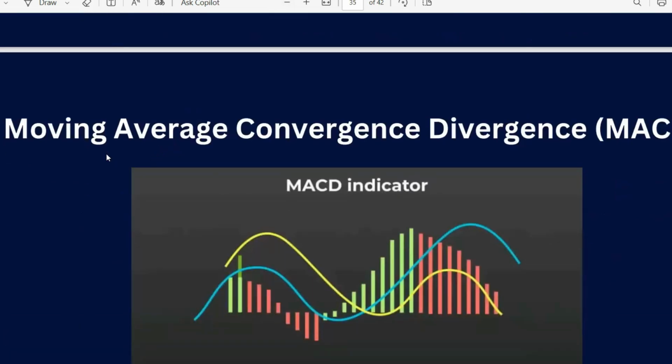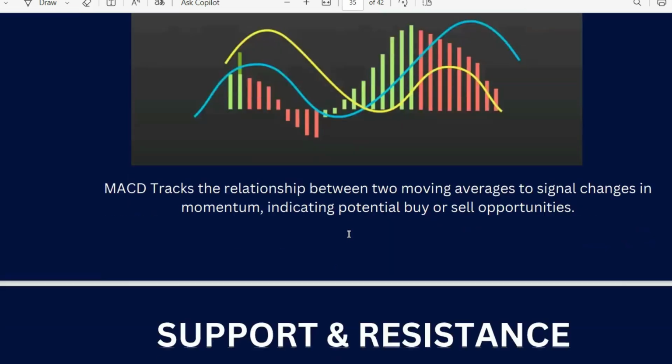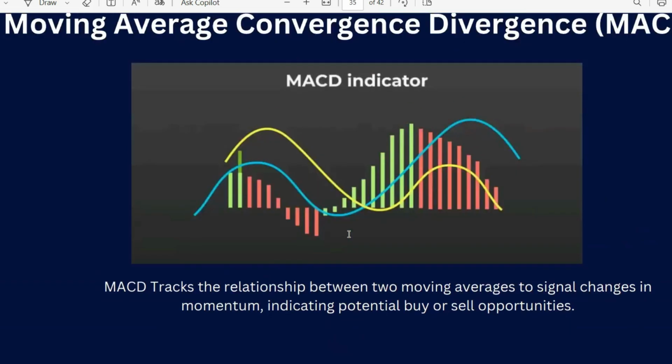We're also talking about the MACD, moving average convergence divergence, right? The MACD tracks the relationship between two moving averages to signal changes in momentum, indicating potential buy or sell. If we're using the MACD indicators, hold on one second.